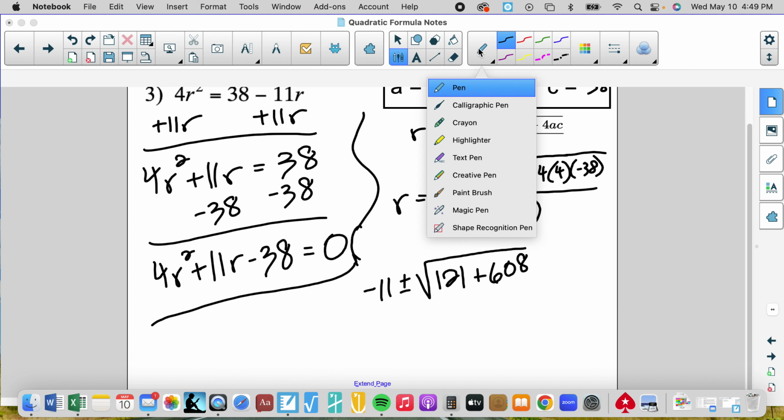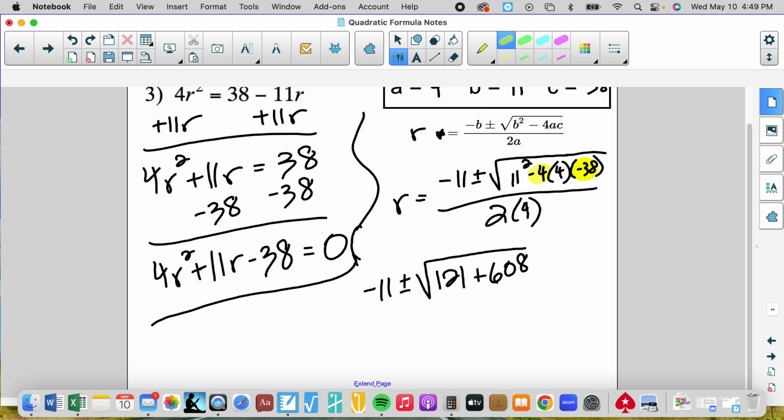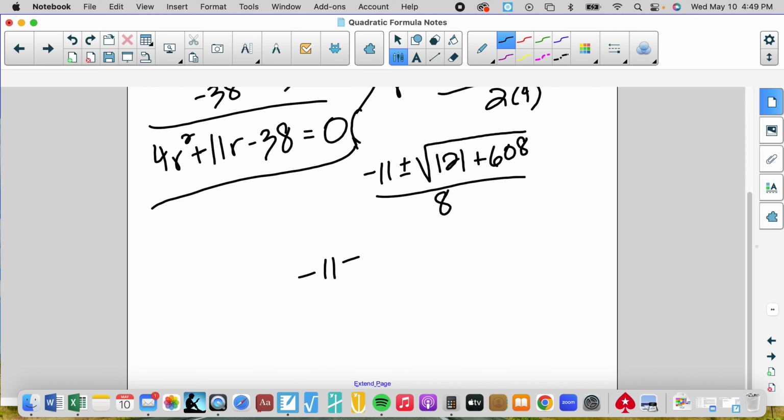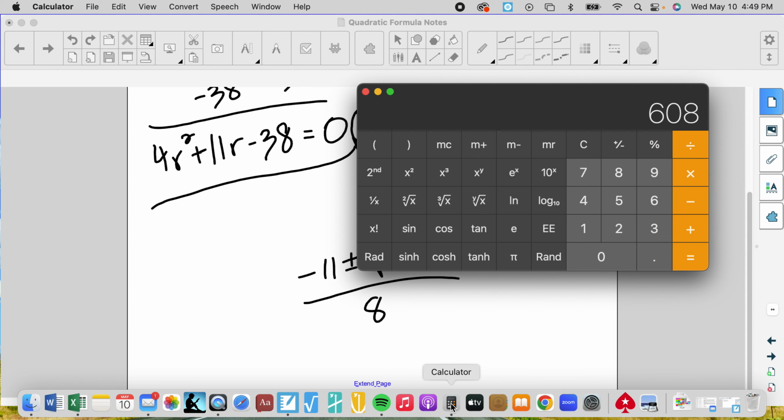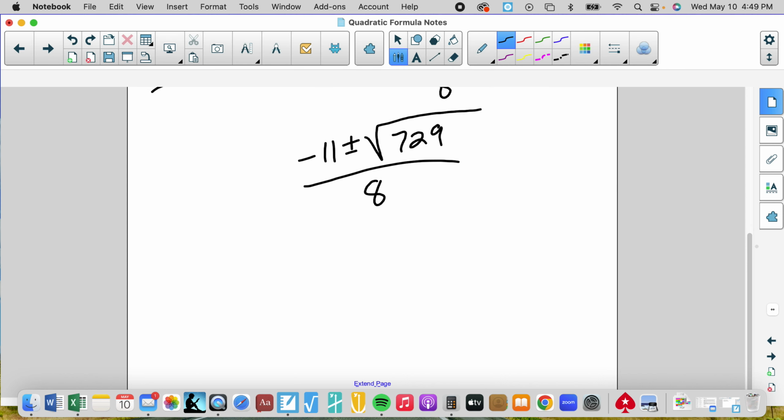A negative times a negative times a positive gives me a positive. That's why I knew it was positive. All over 2 times 4 is 8. I have negative 11 plus or minus the square root. 121 and 608 is 729 over 8. Is 729 a perfect square? Yes, it is. 27. So we can do that on the calculator. Negative 11 plus or minus 27 over 8.